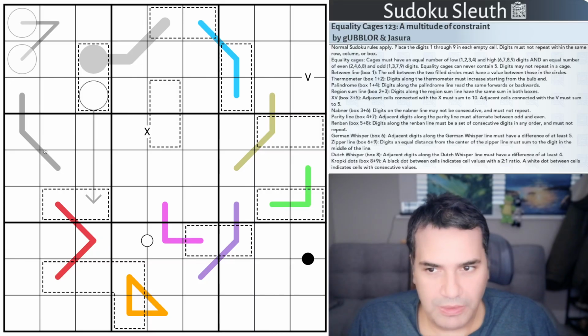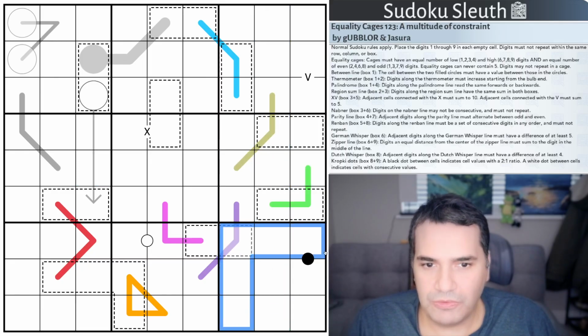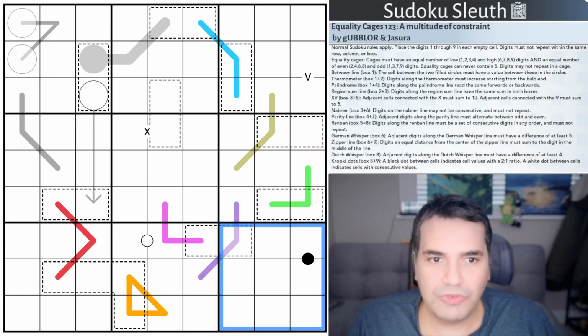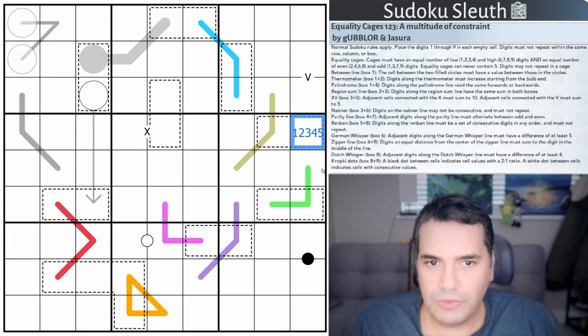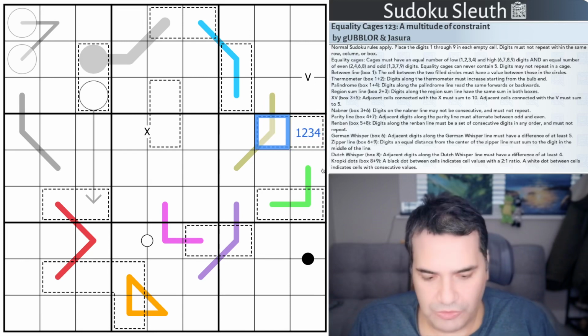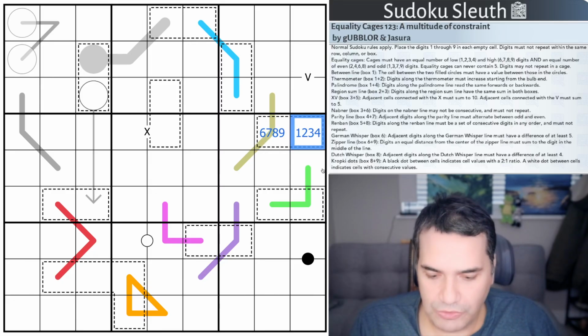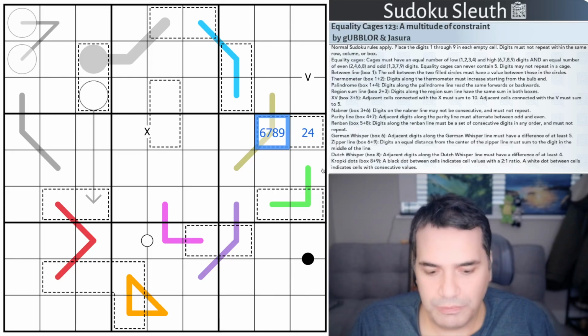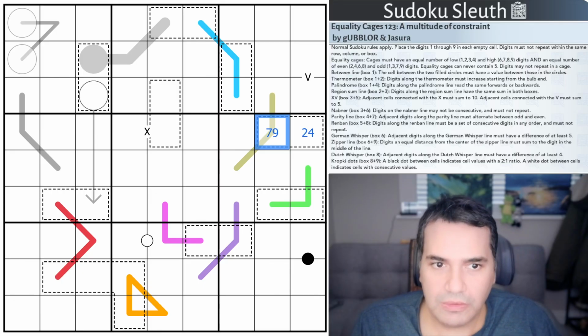Normal Sudoku rules apply. Place the digits 1 to 9 once each in every row, every column, and every 3 by 3 box. Then we have equality cages, of course. Cages must have an equal number of low digits, such as 1, 2, 3, 4, and high digits, such as 6, 7, 8, 9. You also have to have an equal number of even digits, such as 2 and 4, and an equal number of odd digits, such as 7 and 9. No 5s in equality cages, so just keep that in mind.